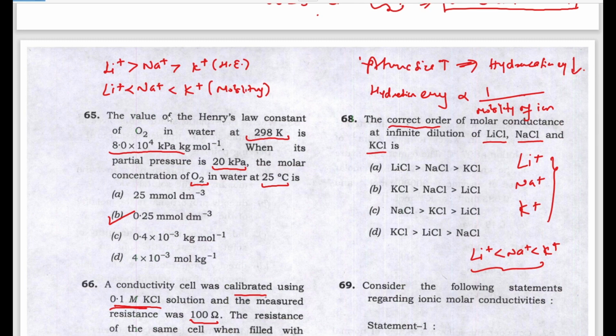As we know, molar conductivity at infinite dilution is directly proportional to ionic mobility. And sodium and potassium will show maximum ionic mobility. So the potassium containing salt will have maximum molar conductivity as compared to NaCl and lithium chloride. So in this case, the correct answer is B.